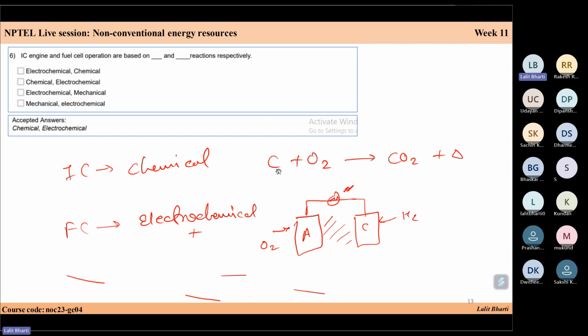So you have some fuel, let's say methane, ethane, whatever you take as your fuel, and on oxidation you will get CO2 as the product. But in electrochemical, what happens? We have already seen what is electrochemical. There are some chemical reactions and the flow of electrons. So batteries and fuel cells come in the electrochemical process. So the question is clear. These IC engines are chemical reaction based devices, whereas fuel cell operations are electrochemical reactions. So option 2 will be correct for this question.